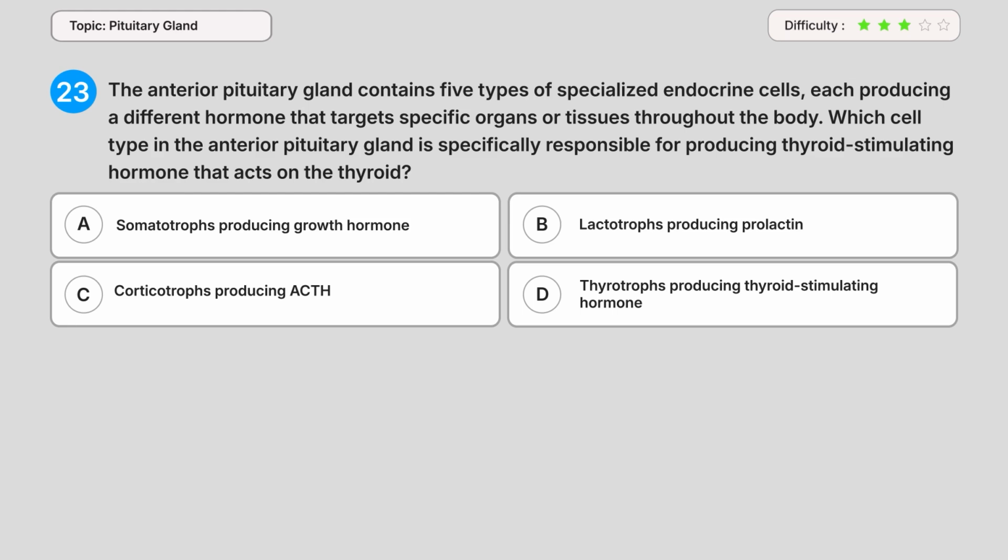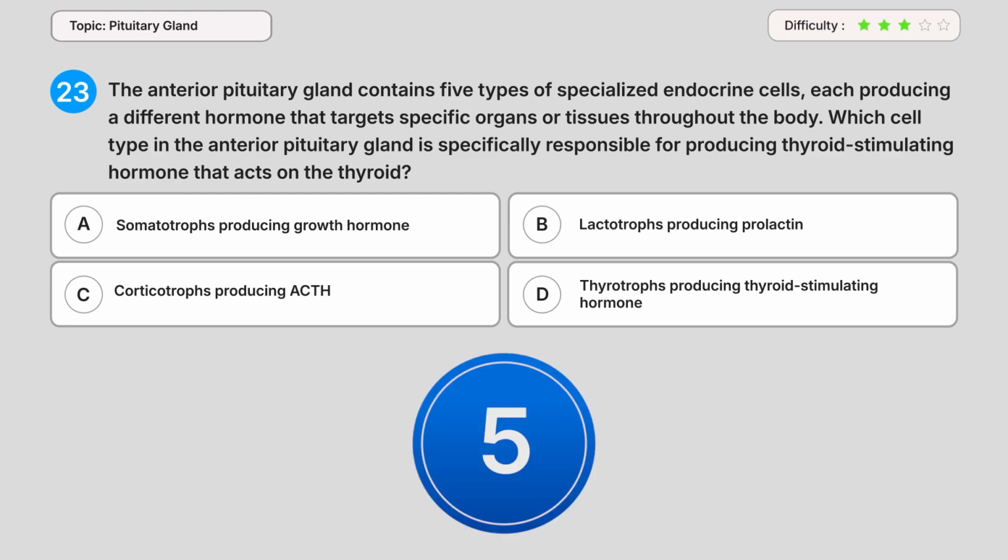A. Somatotrophs producing growth hormone. B. Lactotrophs producing prolactin. C. Corticotrophs producing ACTH. D. Thyrotrophs producing thyroid-stimulating hormone. Do you know the answer?